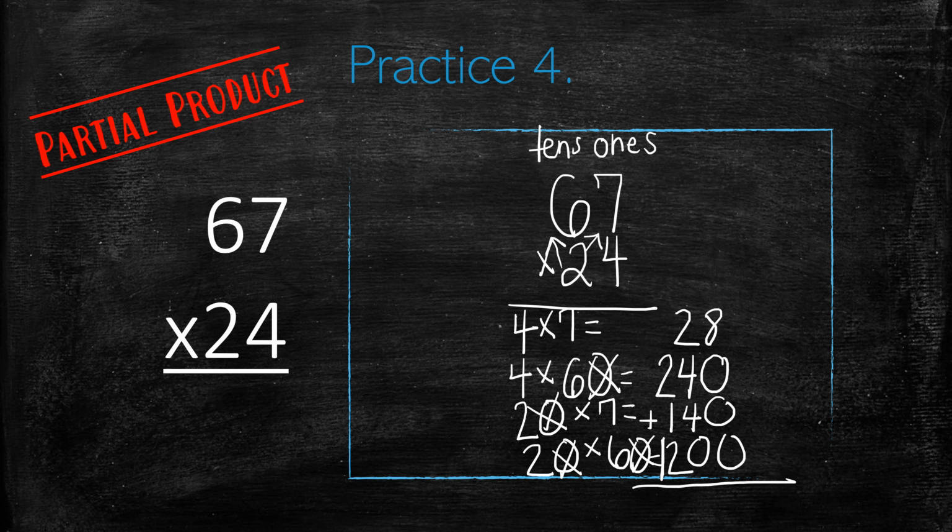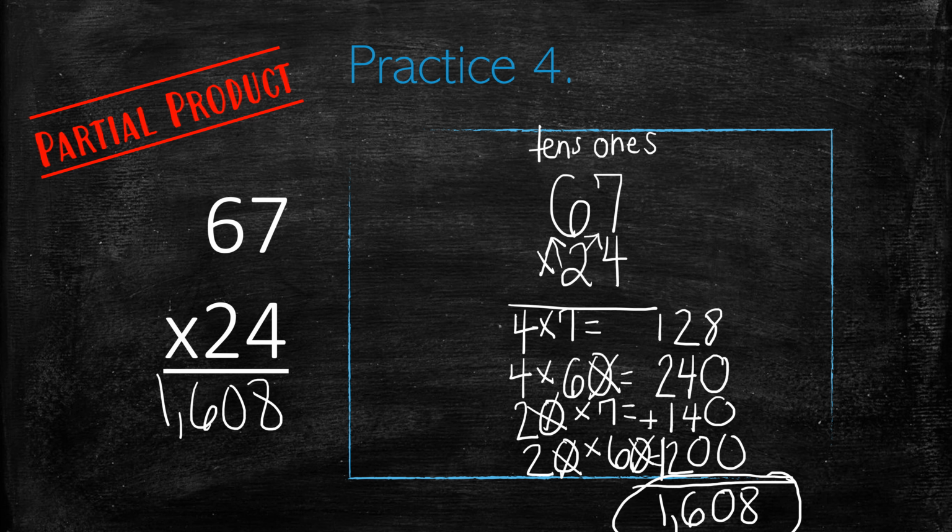So now I can go ahead and start adding. 8 plus 0, 0, 0 is 8. 2 plus 4 is 6. Plus 4 is 10. Put my 1 on top. 1 plus 2 is 3. 3 plus 1 is 4. 4 plus 2 is 6. And then I have my 1 here, which there's no numbers, and then I can go ahead and bring it down, which would give me 1,608, which is the same answer I got. Okay, and so I can write it down. All right, and so that's what you do for partial product.